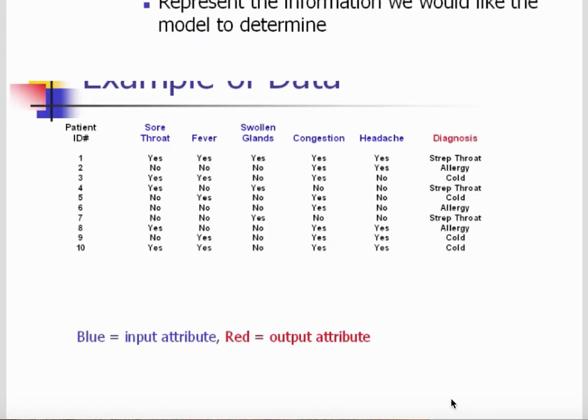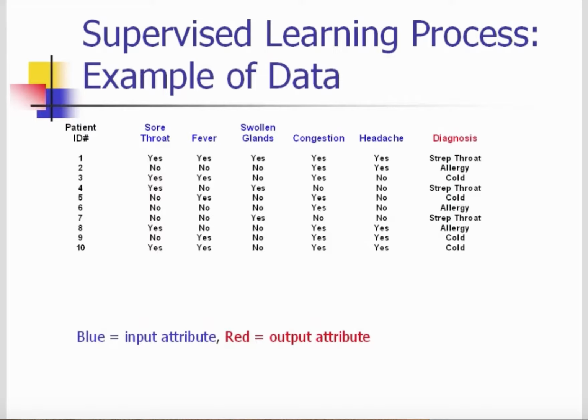Here is an example, a dataset that can be used in supervised learning. Notice that the input attributes are noted in blue. So we have patients. Patients are the instances. Each row represents one instance, one patient. The attributes that we know about the patient are whether they have a sore throat, whether they have fever, whether they have swollen glands, whether they have congestion, and whether they have a headache. We also have over here the output attribute. The diagnosis, that is what we would like our model to predict. We'd like to know whether the patient has strep throat, allergy, or cold.